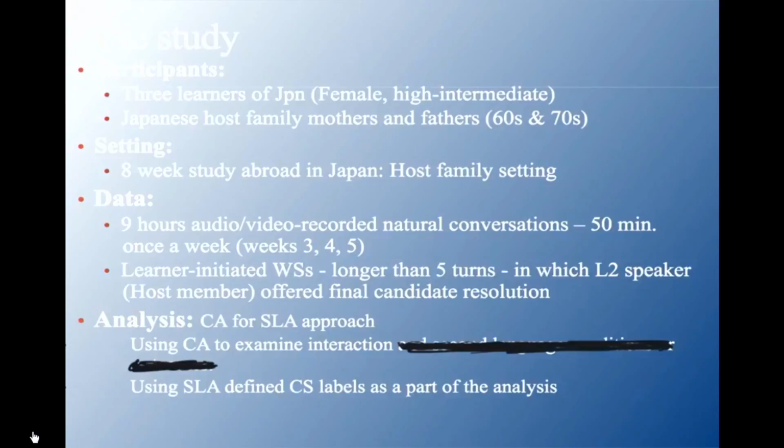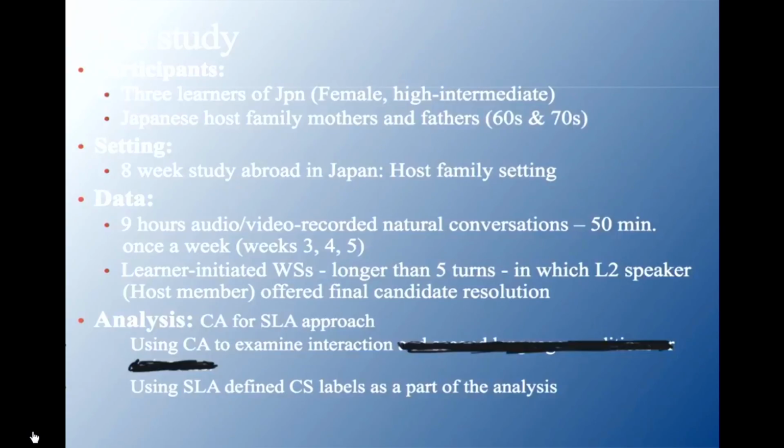The participants were 3 learners of Japanese, all female, high intermediate learners of Japanese, and their Japanese host family mothers and fathers who were native speakers of Japanese. This took place during an 8-week study abroad in Japan, and recordings were done in a host family setting. So in total, there are approximately 9 hours of audio-video recorded natural conversations, approximately 50 to 60 minutes once a week. And I took these from the middle weeks, weeks 3, 4, and 5 for each of the students.